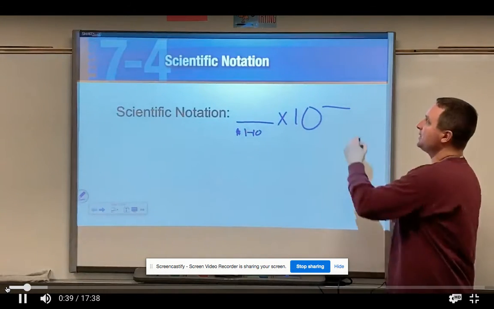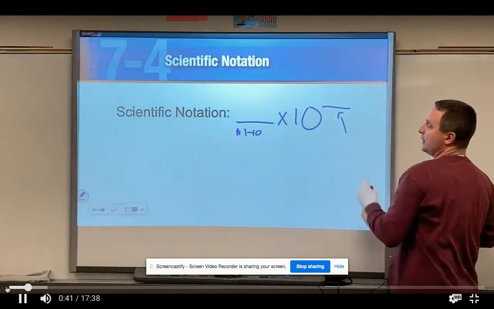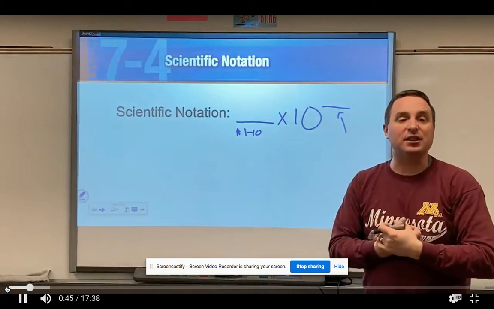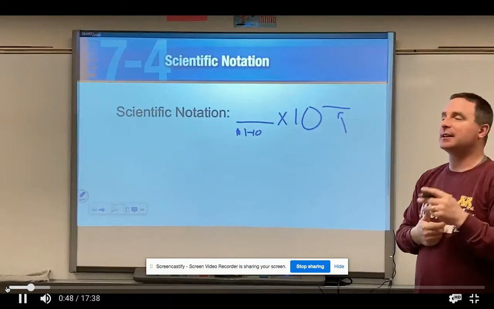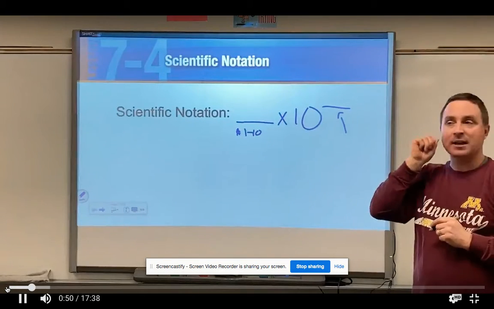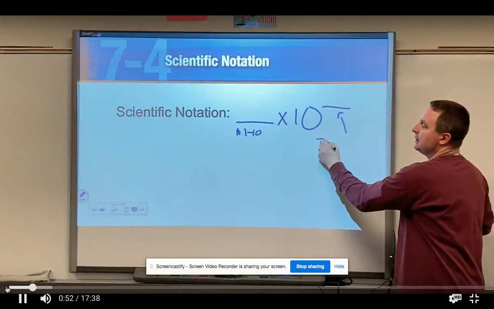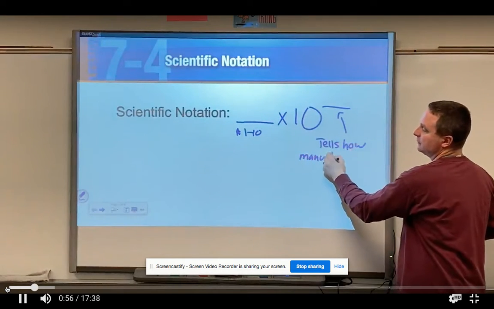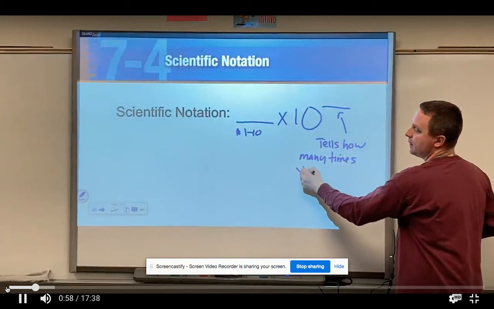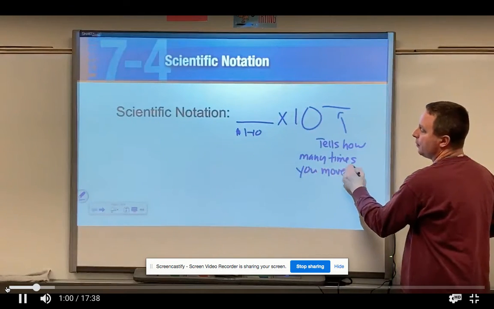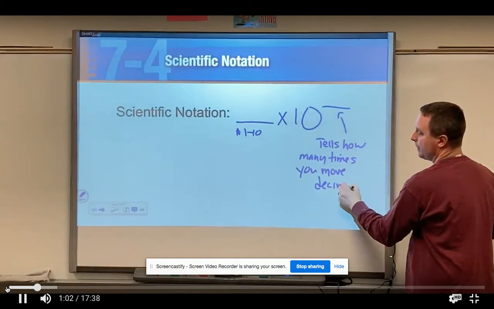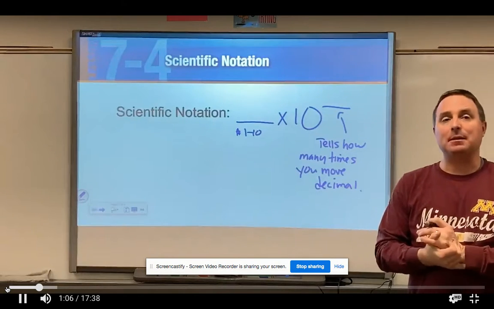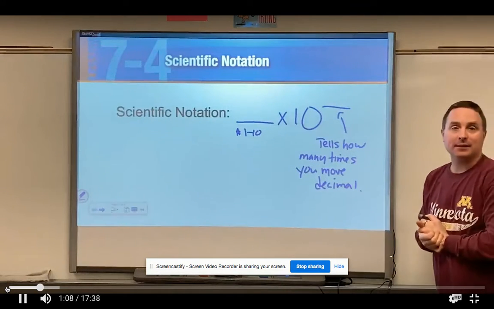And this number up here, the exponent, a lot of times people think that it's going to tell us the number of zeros there are in the answer. Well, that's not entirely true. Sometimes it's true, but not always. This number up here tells us how many times you move the decimal point. Now that exponent can be positive or it could be negative.